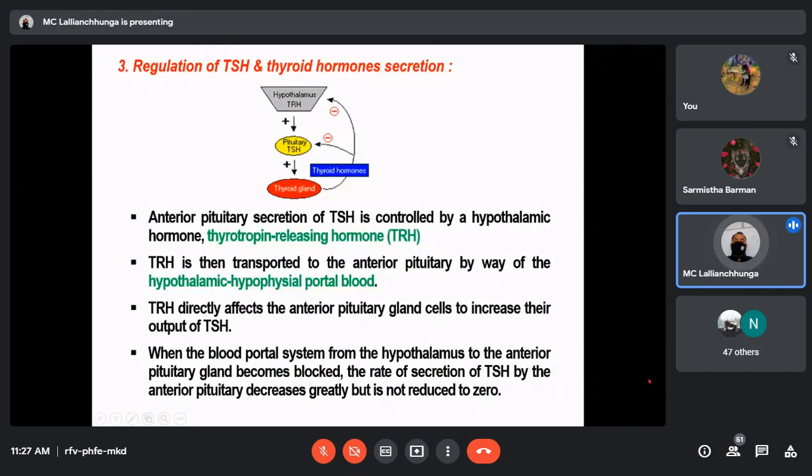So suppose there is a blockage from the hypothalamus to the pituitary gland. If there is no communication through these blood vessels, suppose they are blocked, then TRH will not be available to stimulate the anterior pituitary gland for the production of TSH. So ultimately, the production of TSH will be reduced greatly. Here it says it is not reduced to zero, but it is significantly affecting TSH synthesis and secretion.